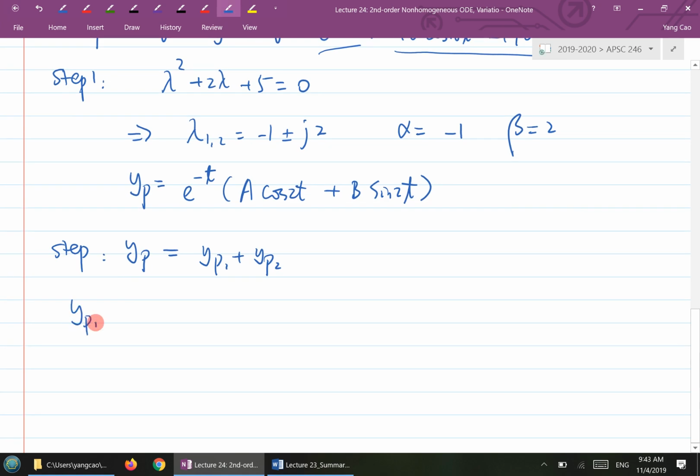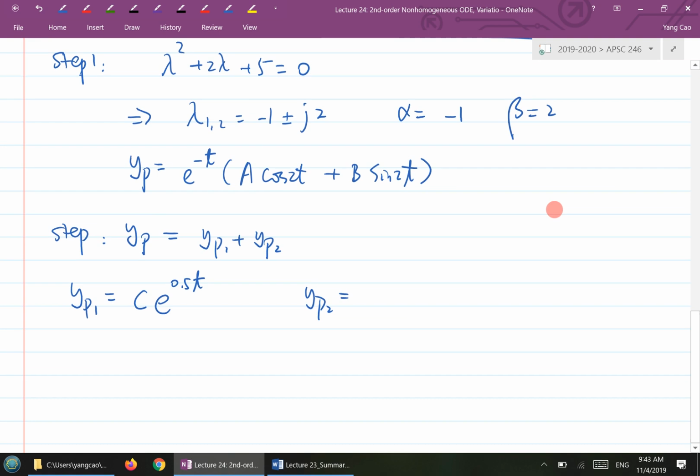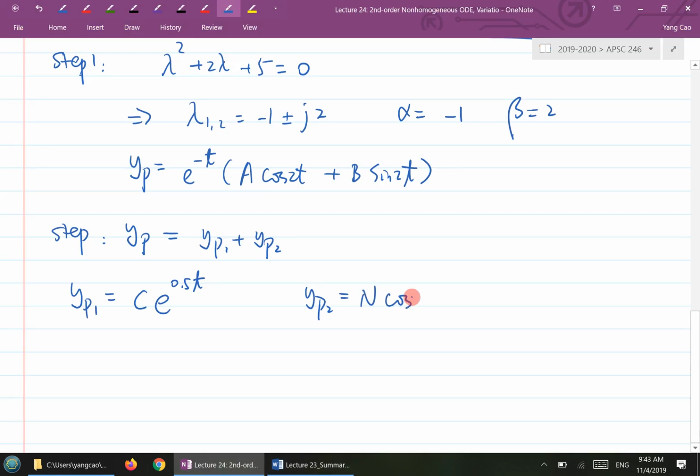So we can set up a yp1 according to the table. Let's call it c times e to the power of 0.5t. And then yp2 is the term corresponding to this one here. You can look at the table, and the table will give you this expression. So yp2 will be n times cosine omega t, where omega here is 10, and m times sine 10t. So that's how you get yp1 and yp2, which are basically parts of this particular solution.